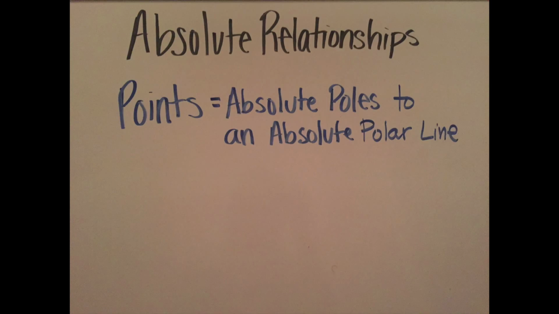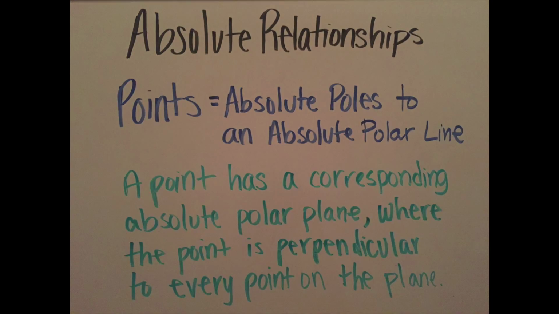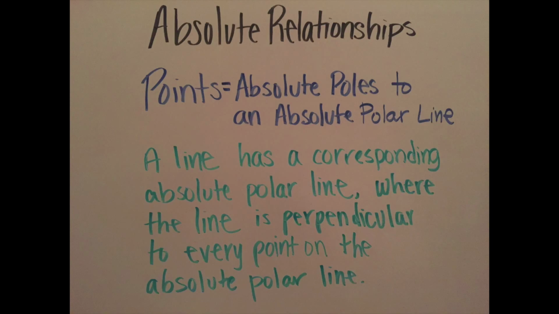Points in elliptical geometry are absolute poles to an absolute polar line. This means that a point has a corresponding absolute polar plane where the point is perpendicular to every single point on that plane. This also means that a line has a corresponding absolute polar line where the line is perpendicular to every point on the absolute polar line.